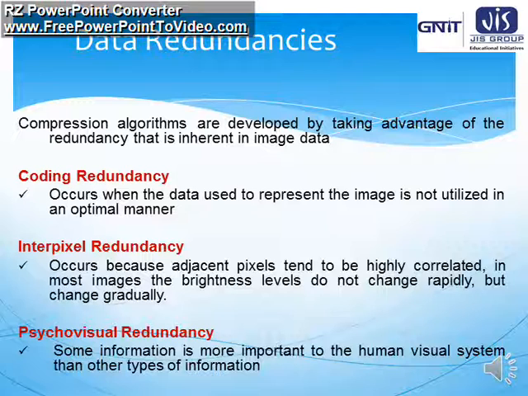Psychovisual redundancy occurs because some information is more important to the human visual system than other types of information. So in that case, this psychovisual redundancy plays a very important role.